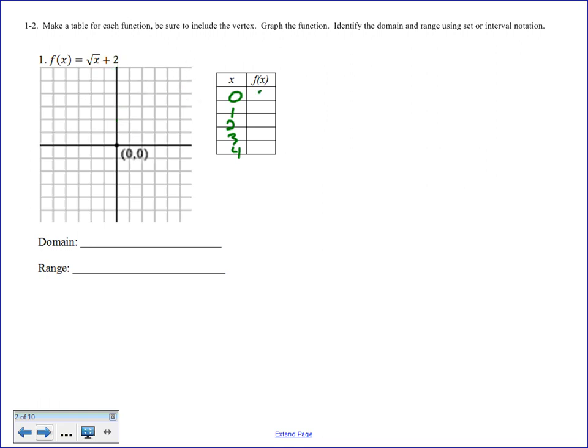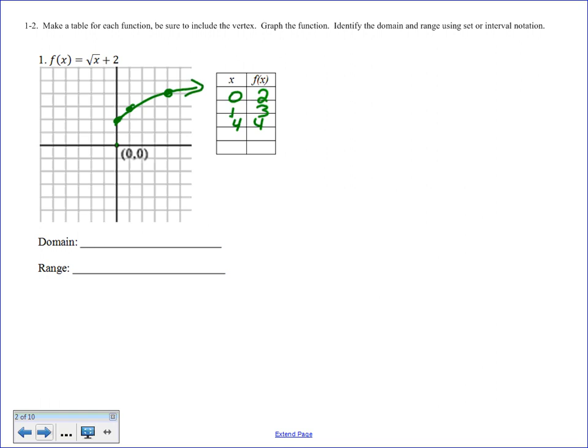So if I plug in 0, I get 2. If I plug in 1, I get 3. I'm going to go 4, actually. We're just going to do a few points. 0, 1, 4. And that'll be good enough. This will give me 4. And so I get 0, 2, 1, 3, and 4, 4. Sorry, I'm a little close to the board.